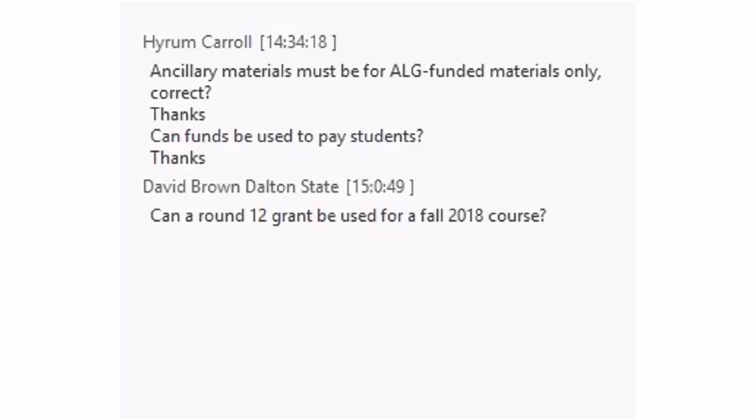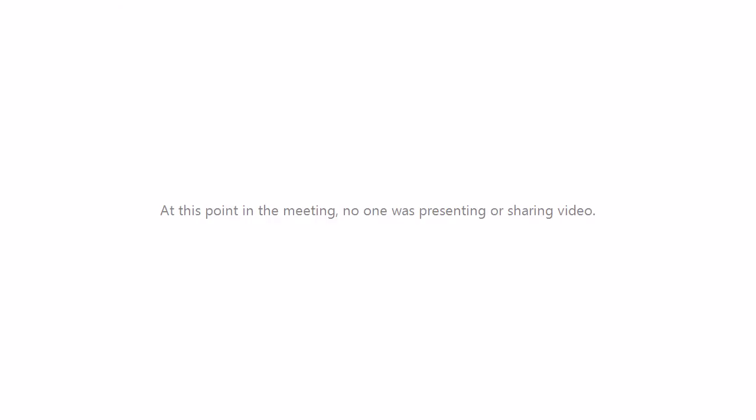David says, can a round 12 grant be used for a fall 2018 course? So it can be used to start on a fall 2018 course, but the course can't be your final semester, because this stuff is starting pretty well into this upcoming fall semester. But if you started implementing it in fall 2018 and then you gathered some extra semesters of data, you did some revisions based on the pilot implementation, that's totally fine. That's something that we've seen before.